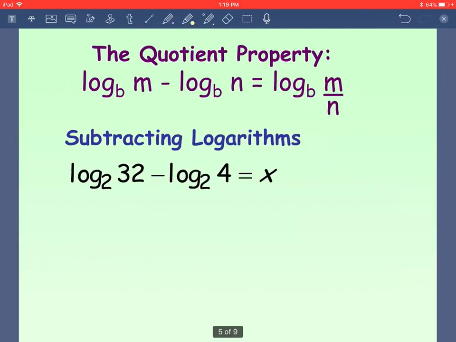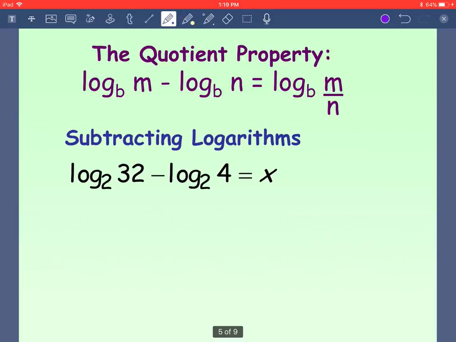The next property is the quotient property. When you're subtracting 2 logarithms and they have the same base, you can take what you're taking the log of and divide. So log base b of m minus log base b of n equals log base b of m over n. Whichever logarithm is written first will be the top, the numerator, and the second one will be the denominator.